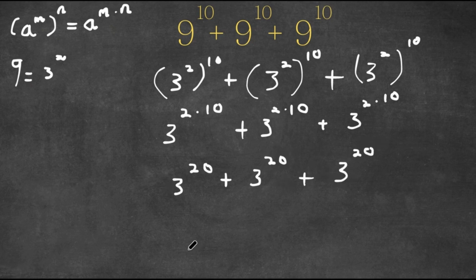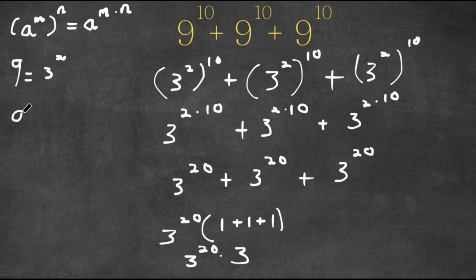And now if we factor out 3 to the power of 20 from this, we get 3 to the power of 20 times 3 to the power of 20 divided by 3 to the power of 20 is 1. And same goes for the other two. So now we have 3 to the power of 20 times 1 plus 1 plus 1, and 1 plus 1 plus 1 is 3. So now we have 3 to the power of 20 times 3.